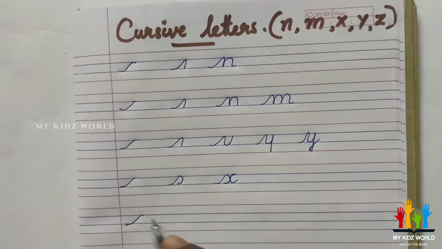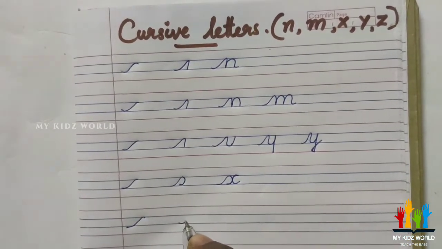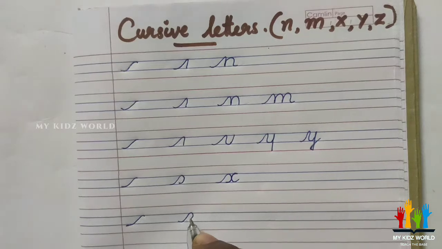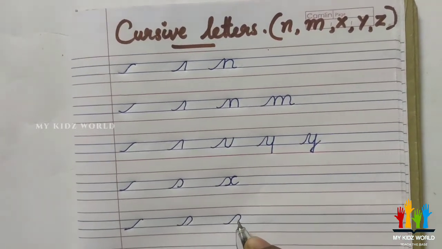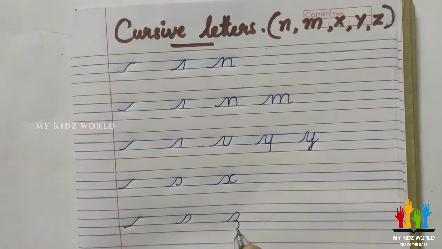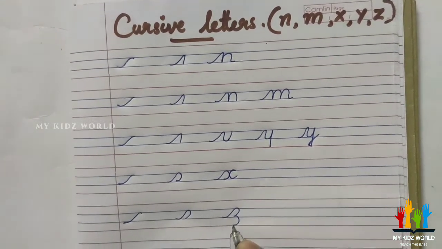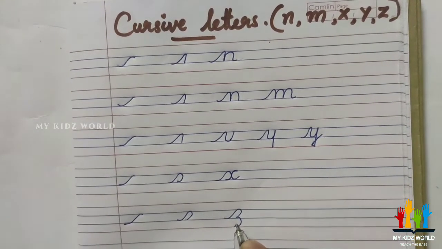Draw the stroke, then draw the stroke, make a curve, draw the stroke, make a curve, again make a curve, touch the fourth line, then make a loop.